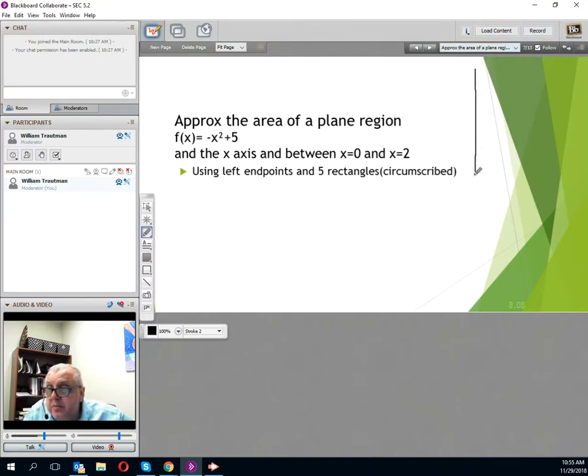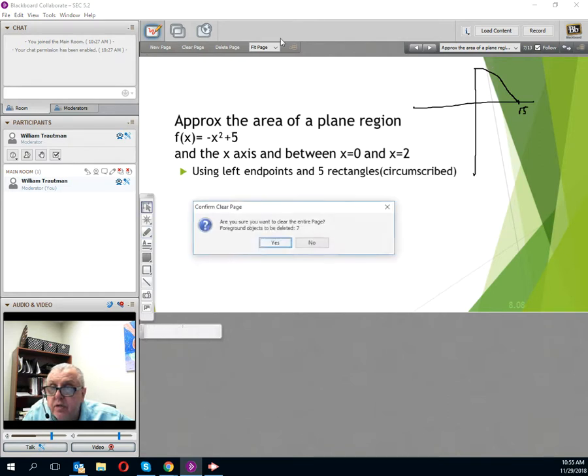So here, let me draw the graph again. This goes to the square root of 5. And if you look, here's a graph. It goes from 5. Oh, sorry, I drew it wrong again.